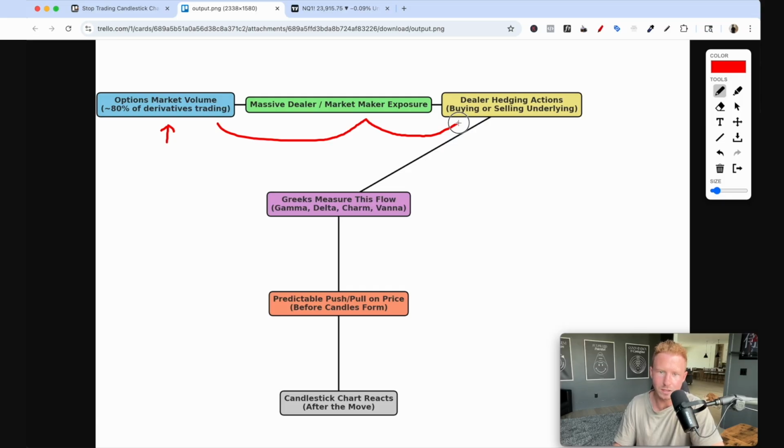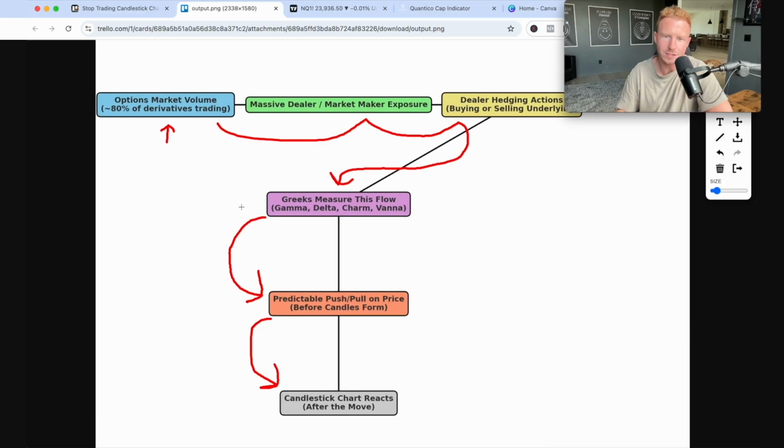And now we can look at the Greeks to see what hedging activity is likely to happen. Where are those key pressure points? How much pressure is on the market at this certain level, at this certain level? What this does is it creates key levels for us to mark on our chart before we see any candlesticks. And then from there, the candlesticks will represent what price actually did once we got to those key pressure points.